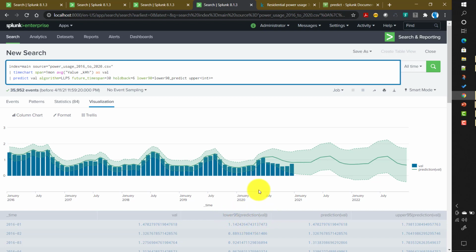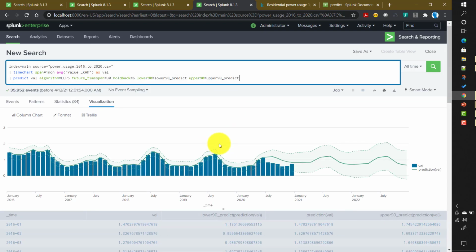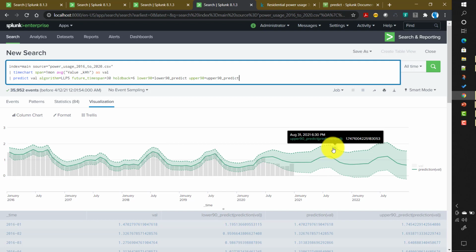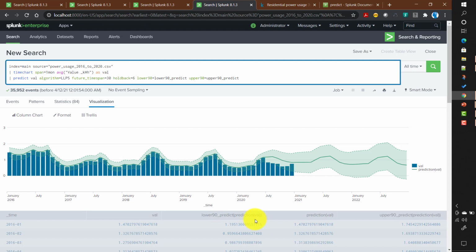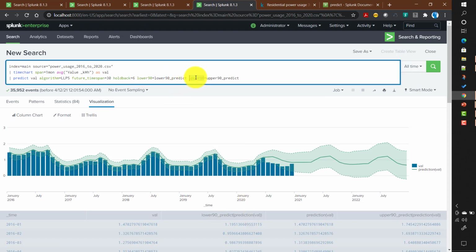What it will be doing is creating a field called lower90_predict, then in the bracket prediction val. Similarly for upper we can do the same thing, 90, and I can give upper90_predict over here. So it will be creating those fields accordingly. If you see, now it is calculating the 90th percentage confidence level, and the field it is creating is whichever we have given over there. Okay, so these are the two inputs for the predict command as well.